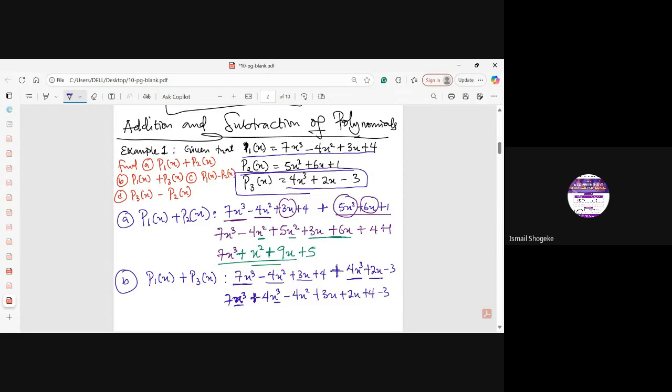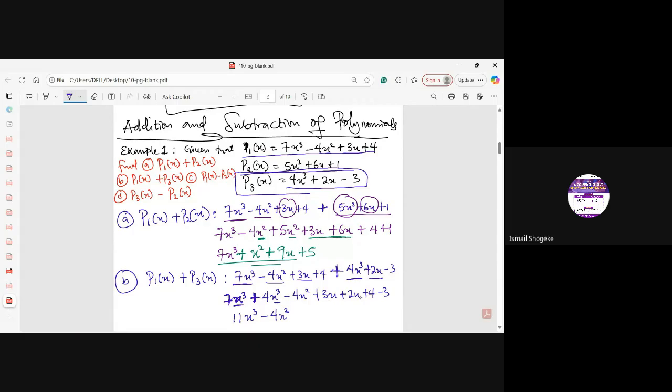If it is plus, this X cube, you cannot add them. You only add the numbers in front of them. 7 plus 4 is 11, and you just gently put the X cube there. Now, minus 4X squared is standing alone, so you just write minus 4X squared.